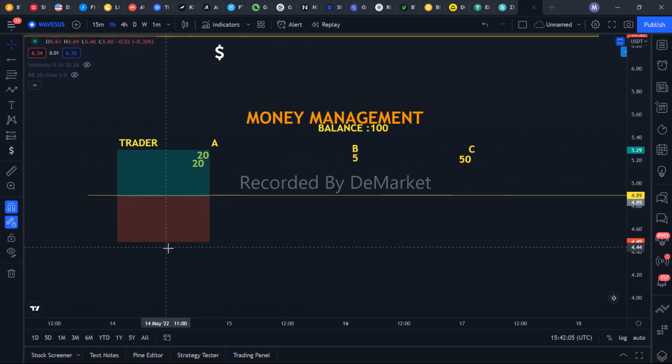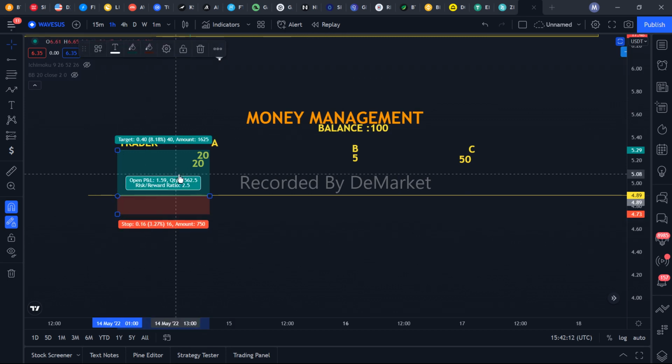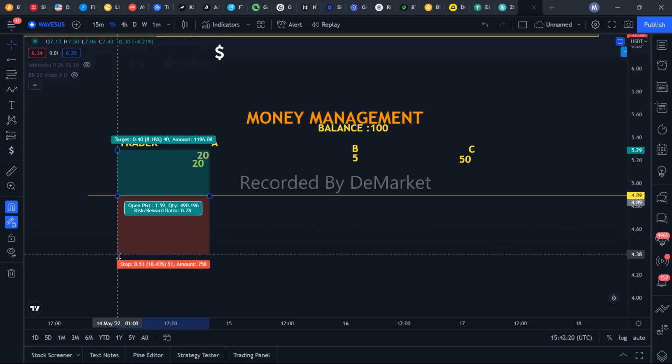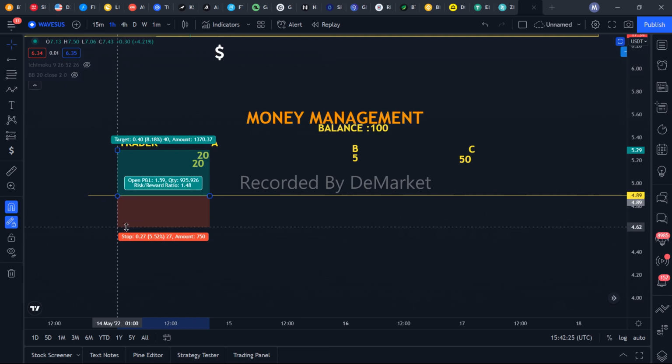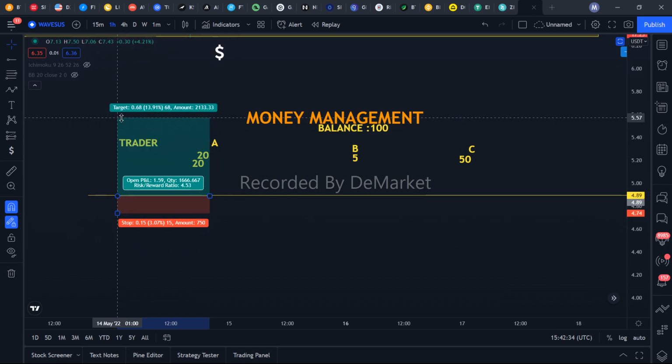This red part represents the loss side. Now if you look at this middle part, you will see 2.5. If you change this one, you will see 1 point something. The more you increase the loss size, the more the risk to reward ratio will reduce. And if you reduce the loss, that's the stop loss, the more the risk to reward ratio will increase. So let's assume your target is this.